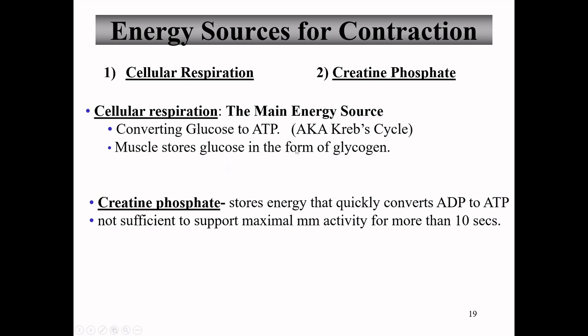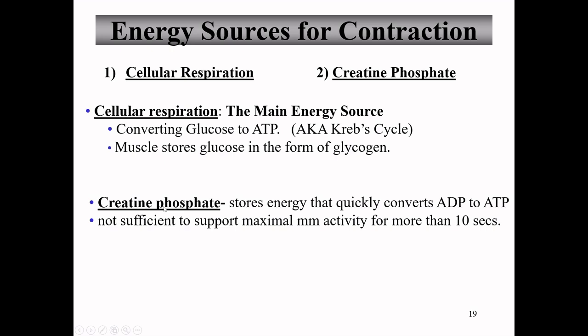So that's cellular respiration. The main energy source you want to know: the Krebs cycle, converting glucose to ATP, and storing glucose in the form of glycogen. All of that is super important when it comes to energy sources for actually contracting the muscles.